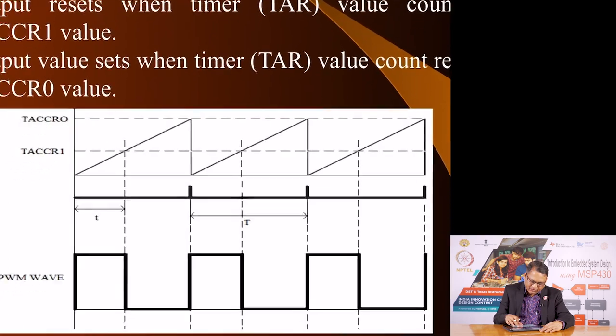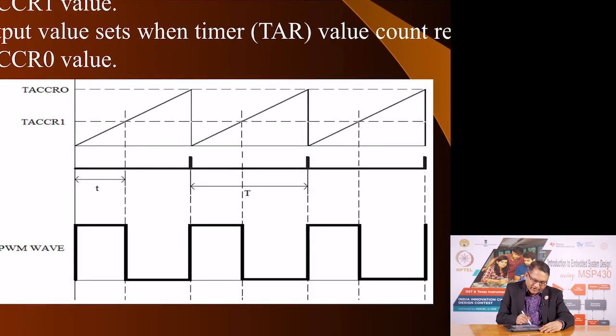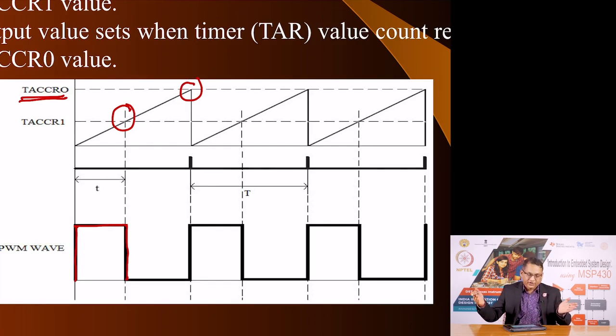Now, here is an example of what will happen. When the counting starts, the output will become high and it will remain high till the counter value reaches TACCR1. Then it turns low and remains low till it reaches the value of TACCR0, and then this cycle repeats. As you can see, if I increase the TACCR0 value, it is going to increase the period, but it will give me higher resolution. If I reduce it, it will reduce the period, meaning it will increase the frequency, but it will also reduce the resolution.